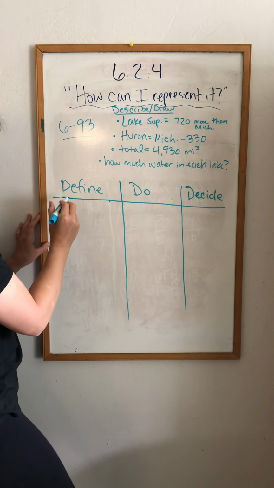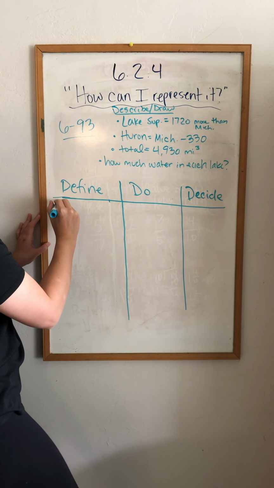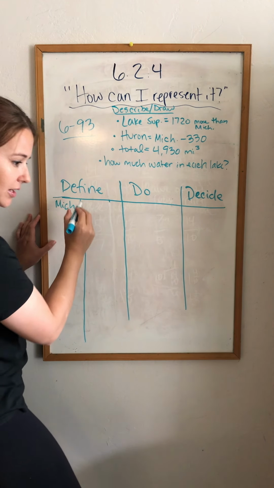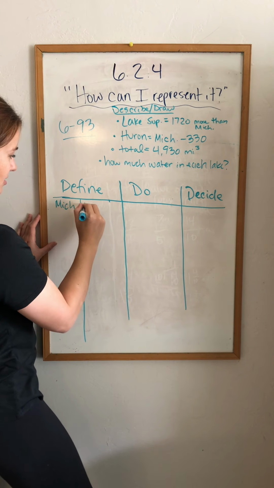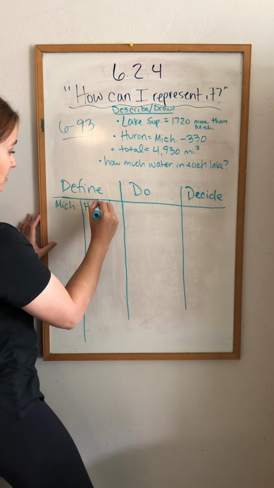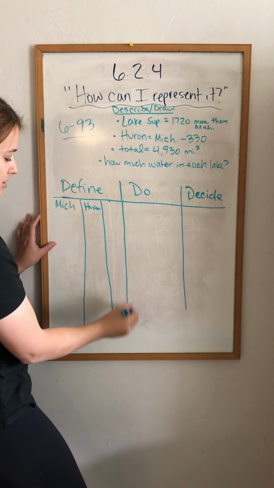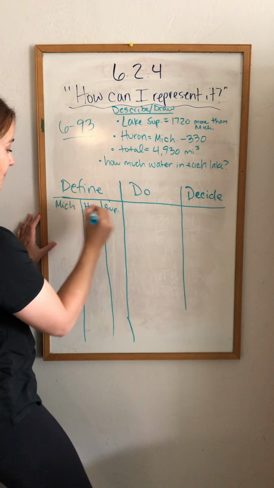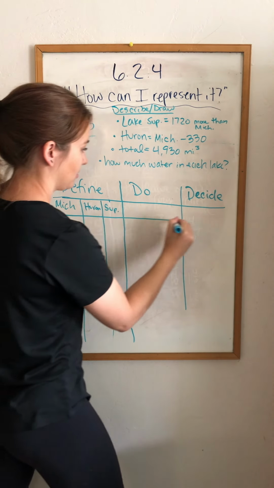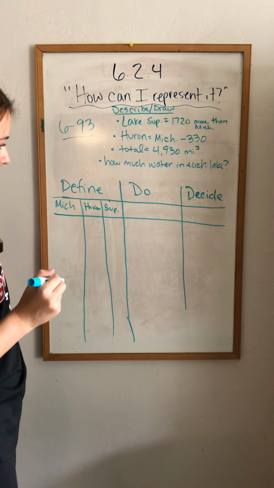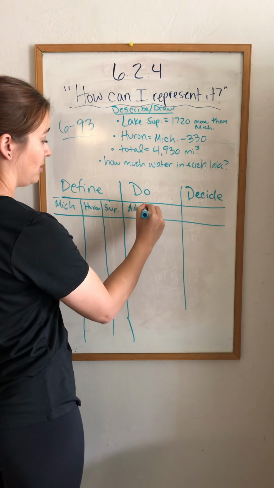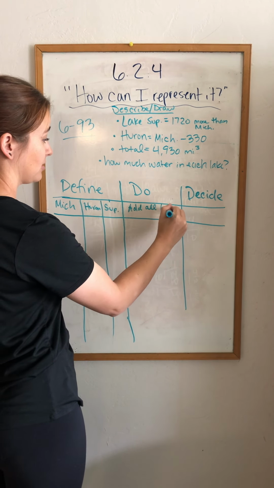So we have Lake Michigan, and I'm going to put Michigan. We have Huron next. It's gonna be a tight squeeze. And Superior. Okay, so then for the do part, we add all lakes together.